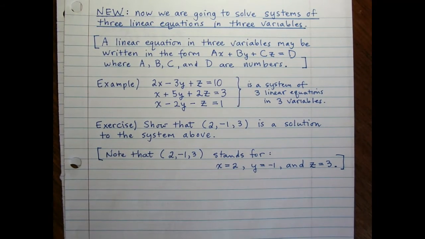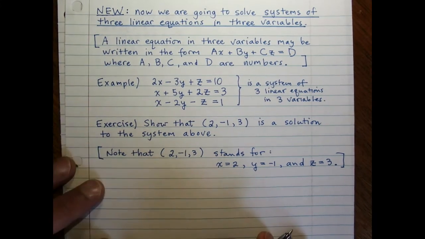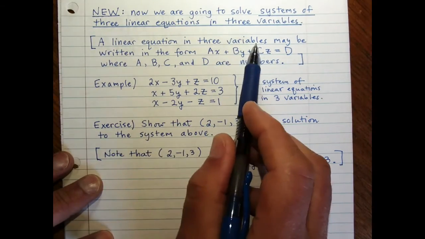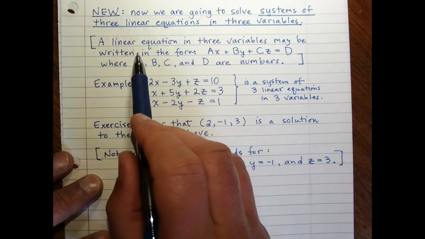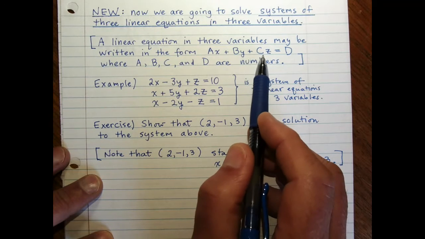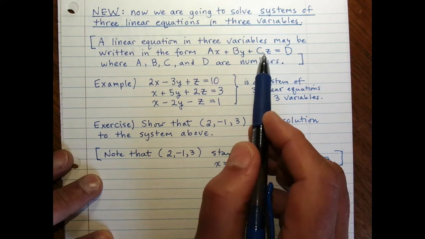So now what we're going to do, and this is something new, we're going to look at three equations and three variables. A linear equation in three variables may be written in the form ax plus by plus cz. So there's a third term for this variable, cz.